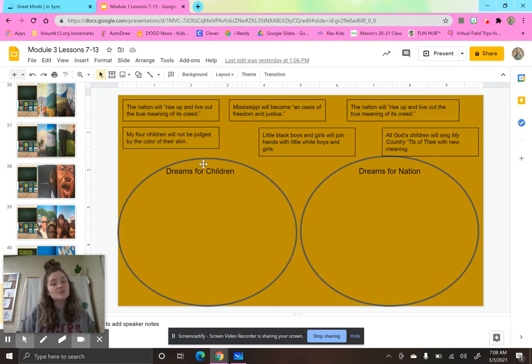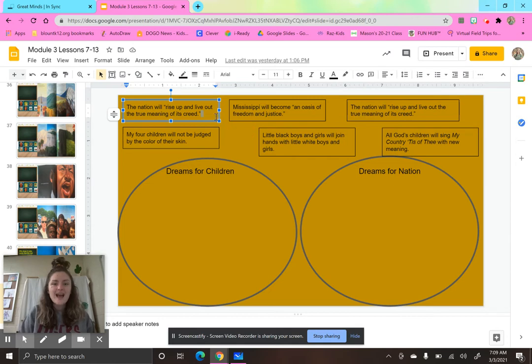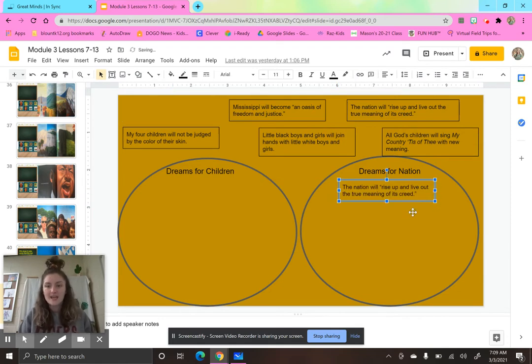Under dreams for children or dreams for nation? It's going to go under dreams for nation, right? Because it used that topic specific word, nation. The nation will rise up and live out the meaning of its true creed. Remember, freedom and justice for all. That is the creed. All right, our next one.